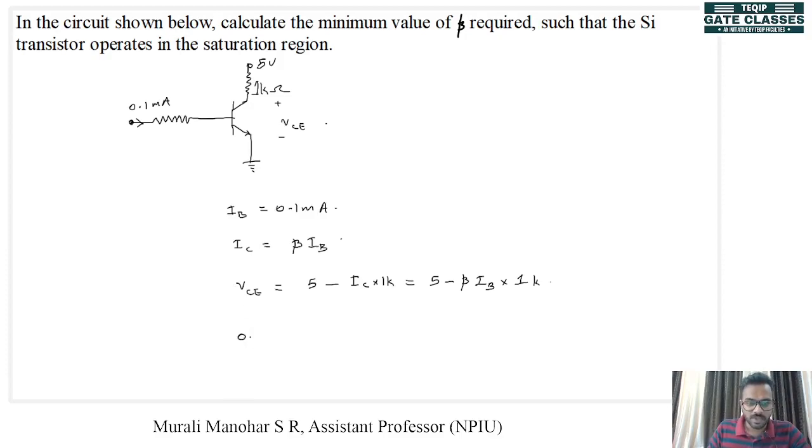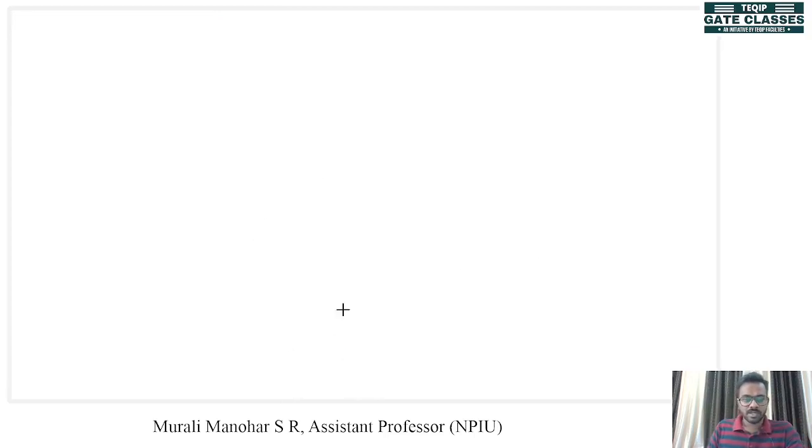This VCE is now 0.2 volt and this 0.2 must be equal to 5 minus beta into IB, which is 0.1 milliampere, into 1 k. Kilo and milli cancel. So that is 5 minus 0.1 beta. Now if we rearrange the equation, 0.1 beta is equal to 5 minus 0.2, that is 4.8 volts, and beta will be equal to 48. So the minimum value of beta required is equal to 48.